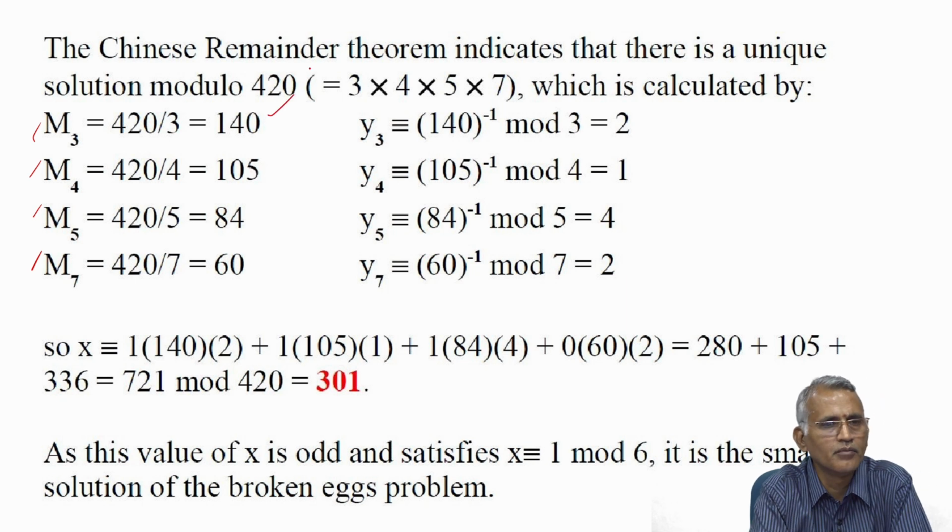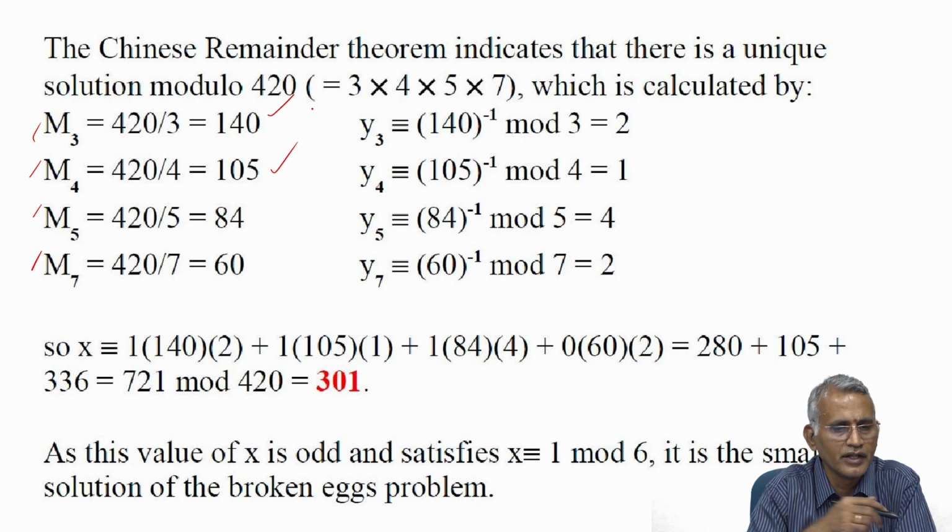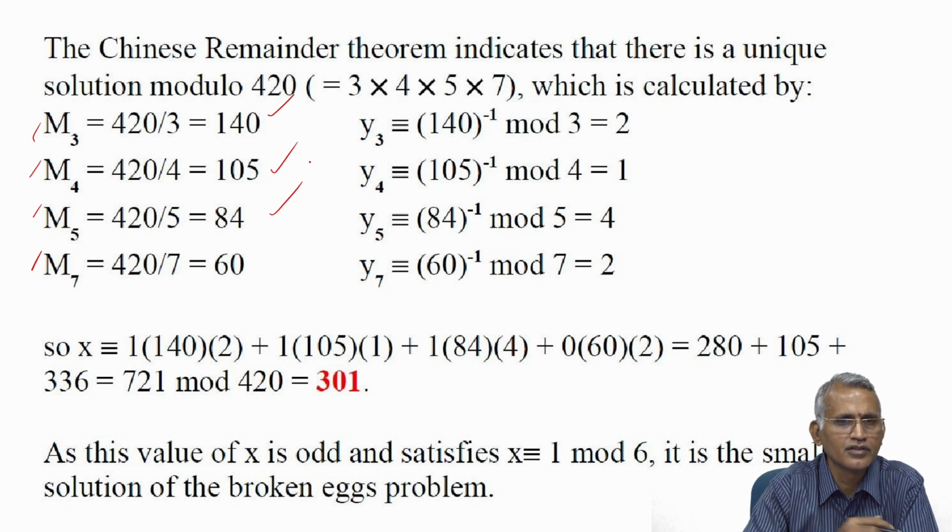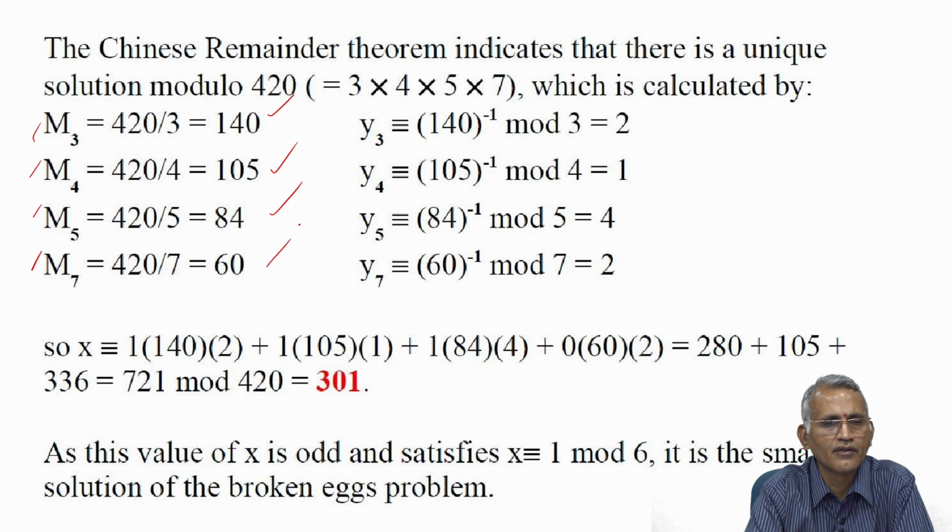So, 140 will come, and M4 you have to take 420 by 4 equal to 105 will come, and M5 equal to 420 by 5 equal to 84 will come, and M7 we have 420 by 7 equal to 60 will come. So, this is the first step you have to evaluate with the help of the formula from Chinese remainder. Once you evaluate it, ultimately you have to find the inverse, that is most important, then only we can apply in general form of the Chinese theorem.